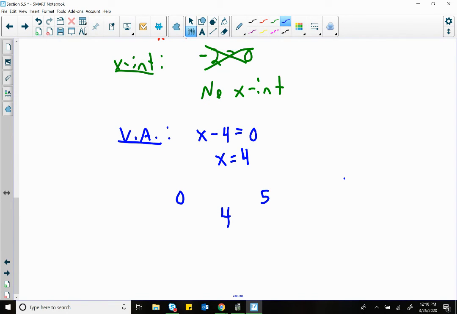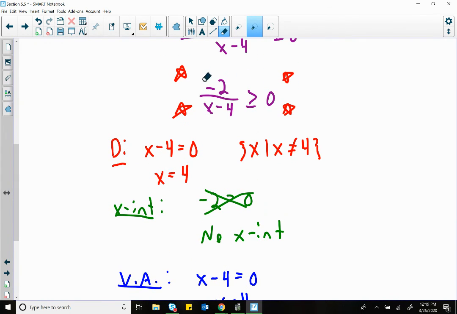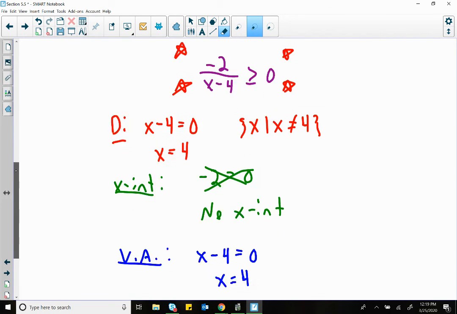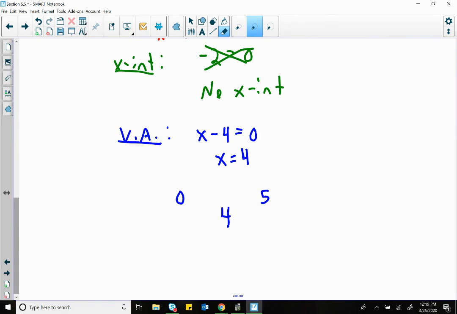Okay. So all we're going to do is plug those into our calculator, and we're plugging it into this equation that we're working with right here. This is the one you plug into. Don't go back to the original. So we're going to plug in 0. Y equals, we're going to put that negative 2 on top, and we've got 0 minus 4 on bottom. So that gives you a positive answer. Over here with the 5, I'm just going to grab what I just did and replace that 0 with a 5. And that gives us a negative answer.